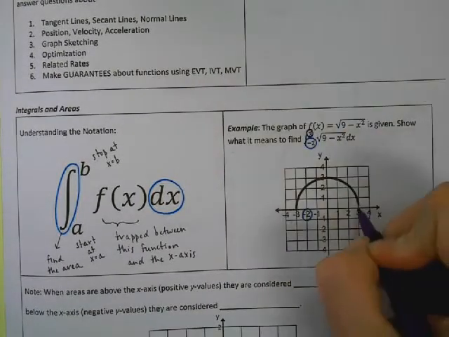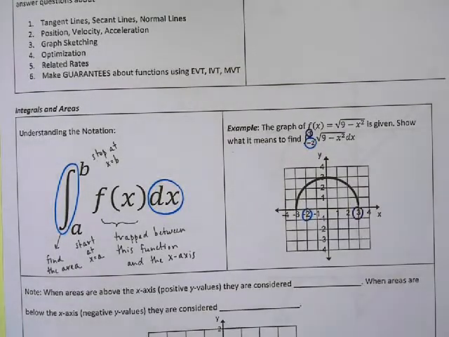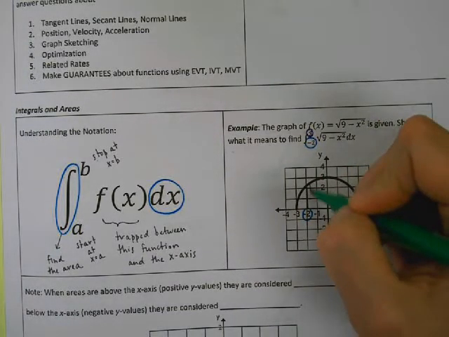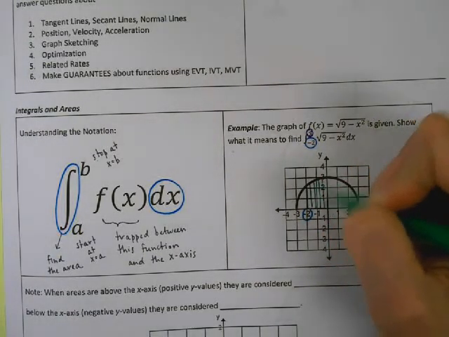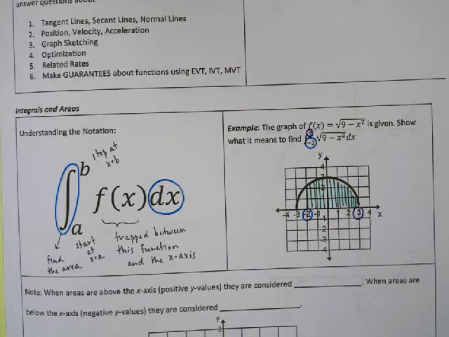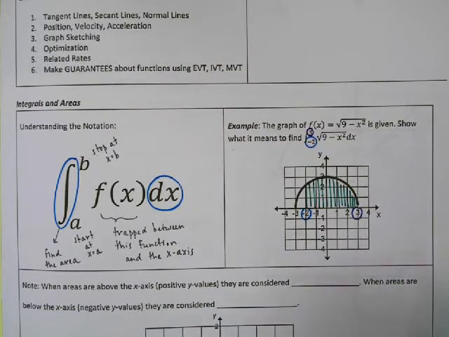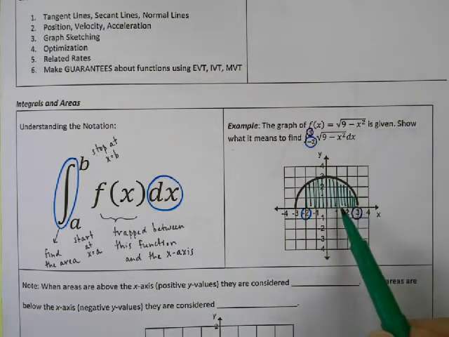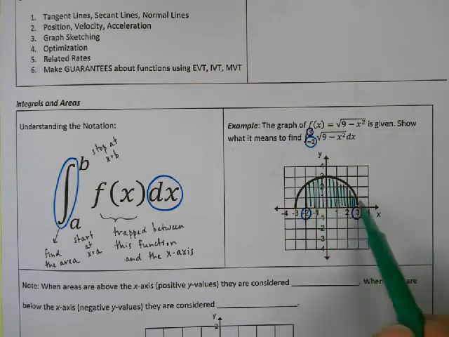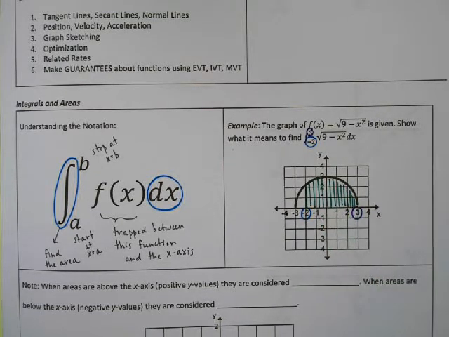So what that tells me is I'm going to start at -2. Again, I'm finding the area trapped between that curve and the x-axis between -2 and 3. If I were to calculate that integral, that's what I would be finding, the area shaded in green there. Throughout the chapter, we're going to learn a lot of different ways that we can calculate that integral.